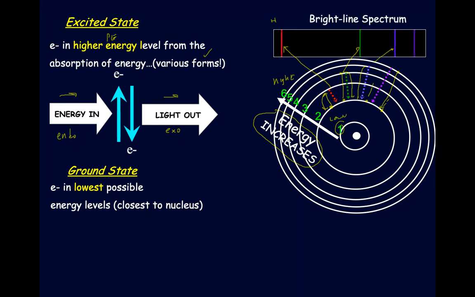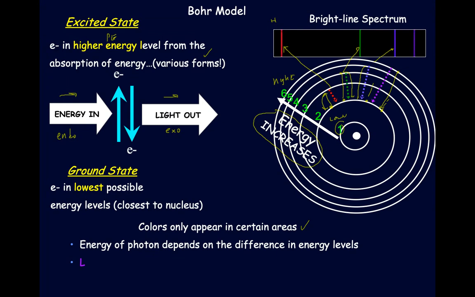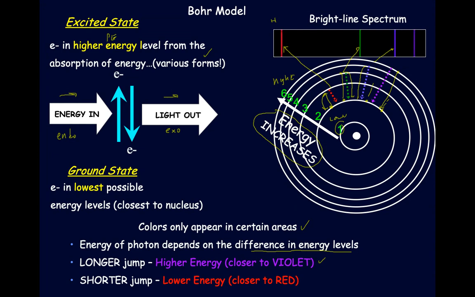Okay, so that becomes the bright line spectrum. Every atom has its own spectrum. Really important. Colors only appear in certain areas because the energy of the photon depends on the difference in the energy levels. The bigger the jump, the more towards the violet end you'll be. So longer jumps, closer to violet. The shorter the jump, the closer you are to red.